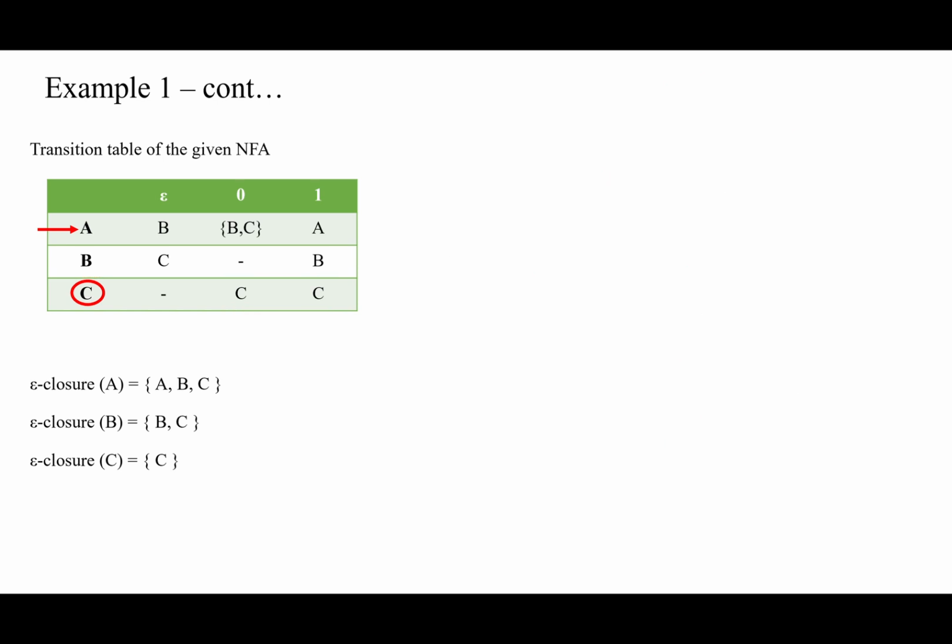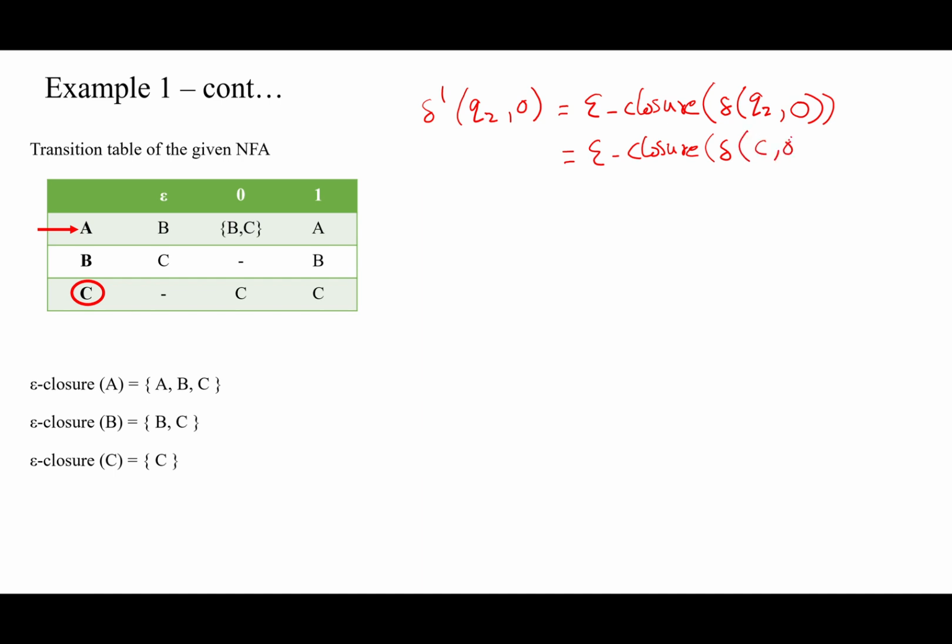Now we have to find the delta dash for Q2. So delta dash of Q2 comma 0 is equal to epsilon closure of delta of, what is Q2? It is C. C comma 0. What is C comma 0? It is C. So epsilon closure of C. Epsilon closure of C is also C. So already we got this state. It is Q2.